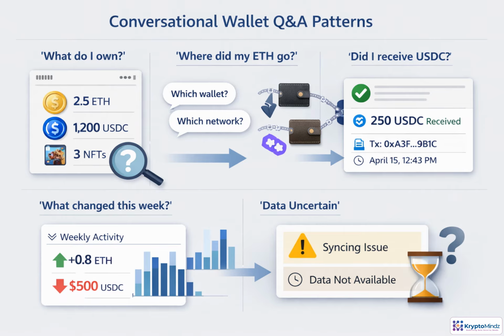Wallet Q&A works best when every answer leaves a trail the user can verify. For ownership questions, summarize balances by wallet and chain. For missing funds, clarify the wallet, network, token, and time range before drawing conclusions. For deposits, cite the transaction hash, timestamp, chain, and token contract when available. If data is delayed or conflicting, say that plainly. The goal is not only a helpful answer, but a trustworthy path back to the evidence.